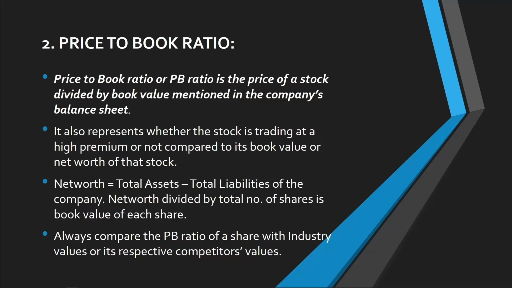Net worth is equal to total assets of the company minus total liabilities of the company. We get the book value of each share by dividing the net worth of the company by the total number of shares. For example, a stock with a price to book value equal to 2 means people are willing to spend 2 times its book value.